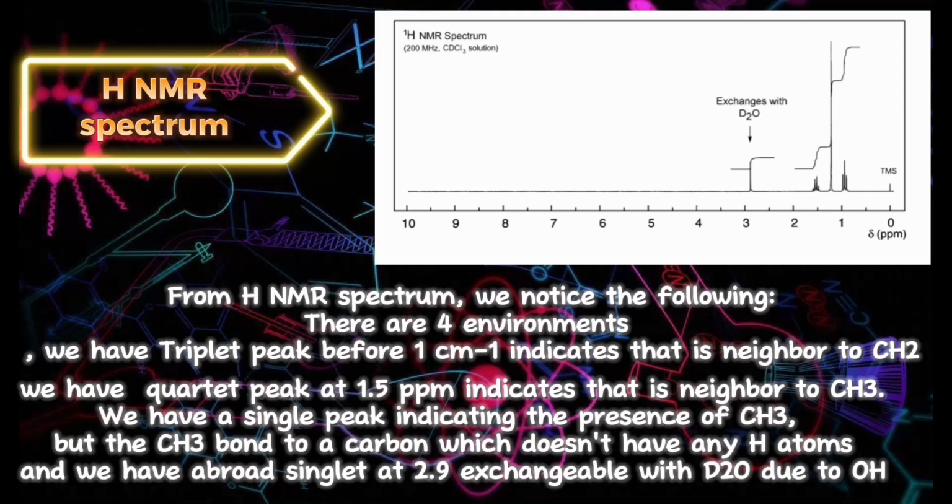The first is a triplet, evidence that the hydrogen and carbon are adjacent to a CH2. The second peak is a singlet, evidence that it is adjacent to a carbon atom that doesn't contain any hydrogen. The third peak is a quartet, indicating that the hydrogen and carbon are adjacent to a CH3. The last one is exchangeable with D2O, and this is evidence of the presence of OH.